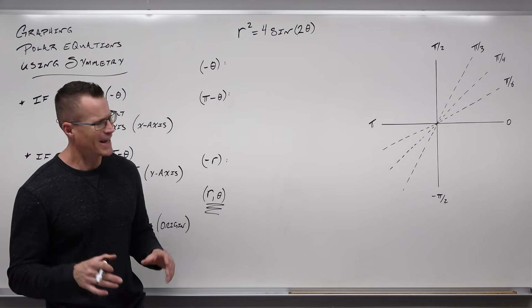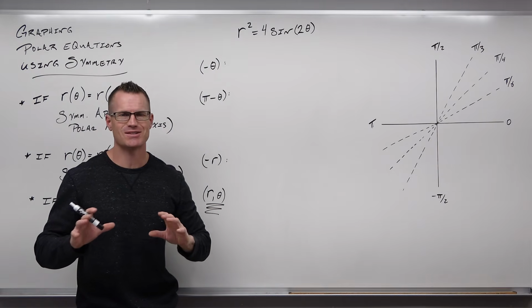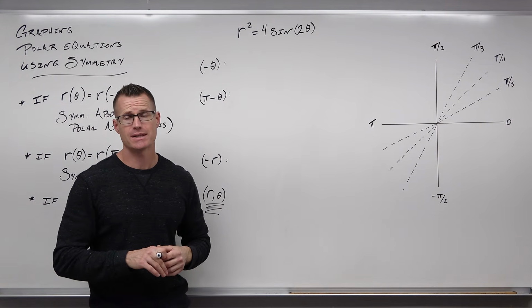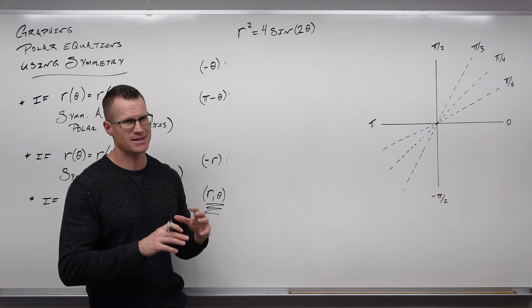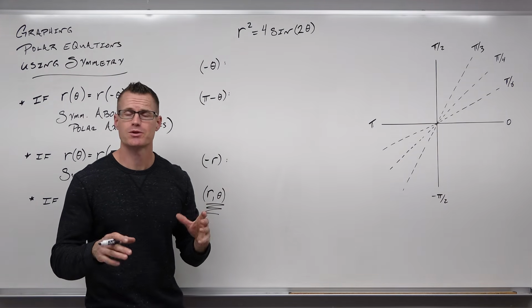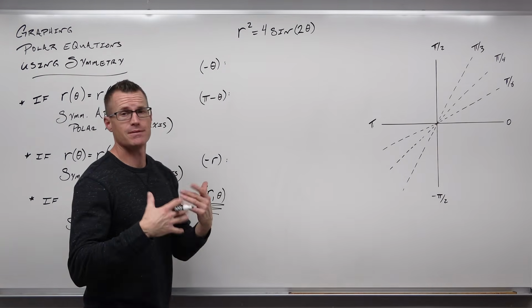All right, last one. I gotta show you one that's symmetric around the pole. I ruined it, but you're gonna see why it is in just a second. Let's go ahead and do this. We're gonna just not even worry about our rectangular equations from this, because it'd be pretty crazy, especially with that 2 theta going on. So let's check symmetry. First thing we always check, plug in negative theta, evaluate that, see if it's the same.